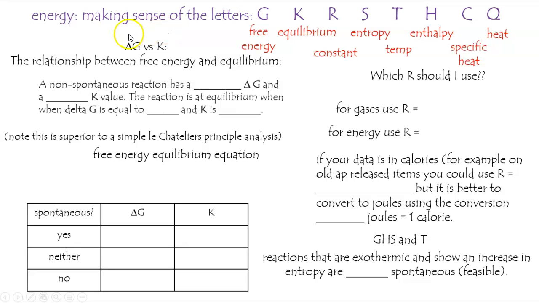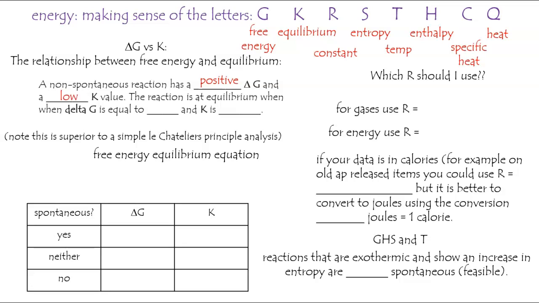Okay, let's think about the relationship between free energy and equilibrium. There is a formula, but let's just take a look at it qualitatively first. Say you got a non-spontaneous reaction. It's not occurring. That means delta G is positive. And that probably means you have a lousy K value. That would mean less than its equilibrium value. I'm going to say low.